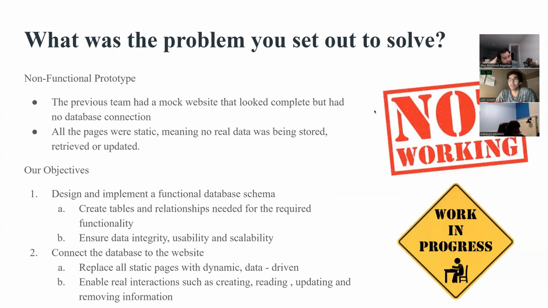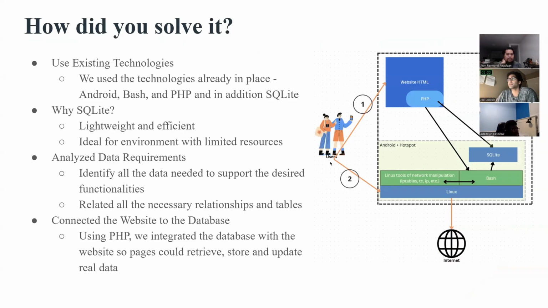So for our Graybox project, we set out to solve the problem of making internet accessibility available for third world countries. We started with a non-functional prototype, a mock website that was completely static with no database connections. What we had to do was design a database schema and make sure all the data we wanted to collect was there, as well as make the website dynamic, in which we replaced all the website's components with dynamic pages.